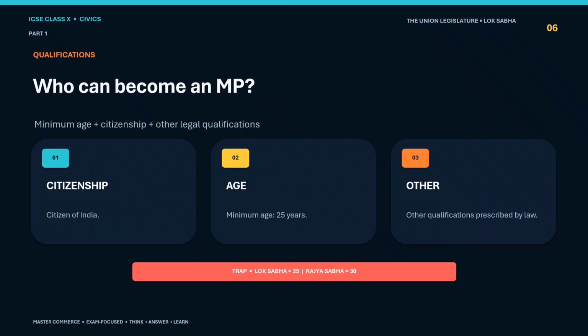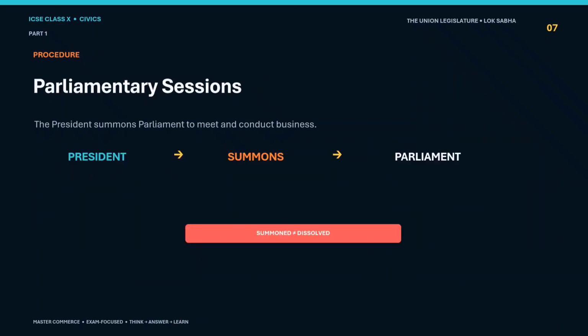Now imagine 2 candidates. Candidate A is 24 years old, candidate B is 25. Who satisfies the minimum age requirement for Lok Sabha membership? Candidate B. The minimum age is 25 years. The person must also be a citizen of India and satisfy the other legal qualifications prescribed by law. One exam trap. Lok Sabha is 25, Rajya Sabha is 30. Do not interchange them. Now next we move on to the parliamentary procedures, and to begin with we have sessions.